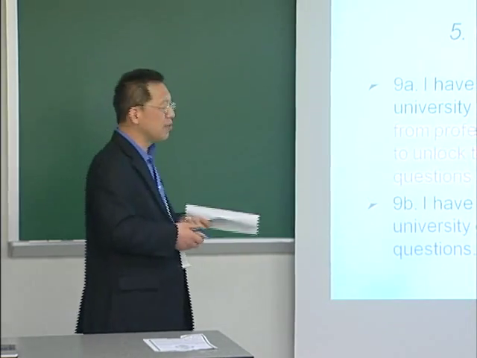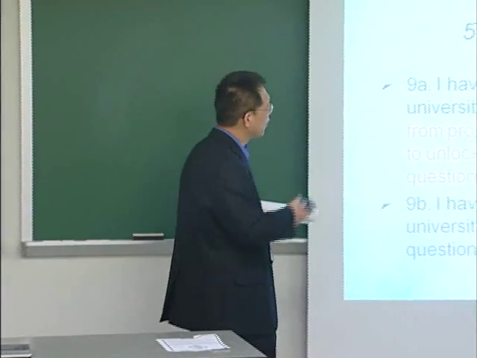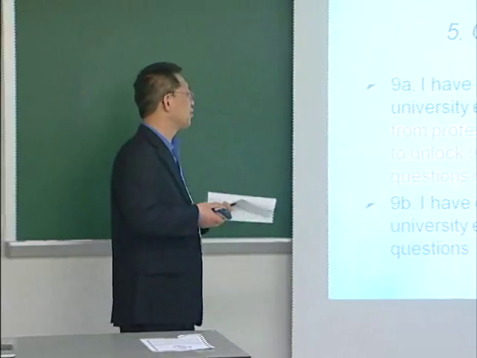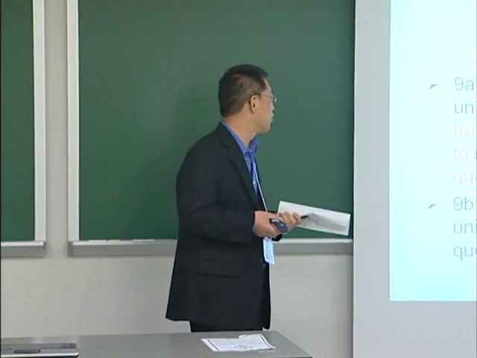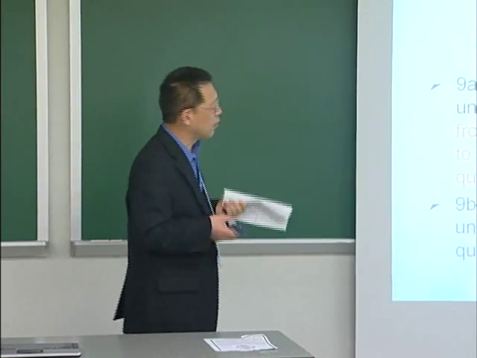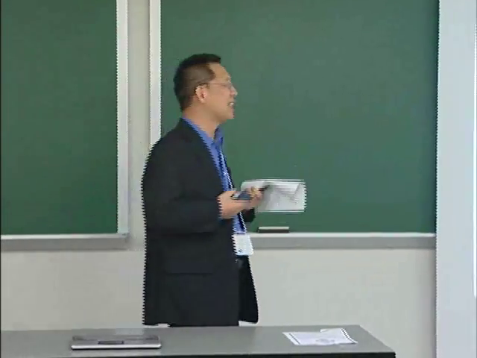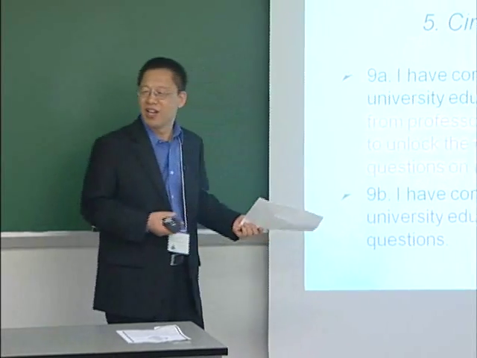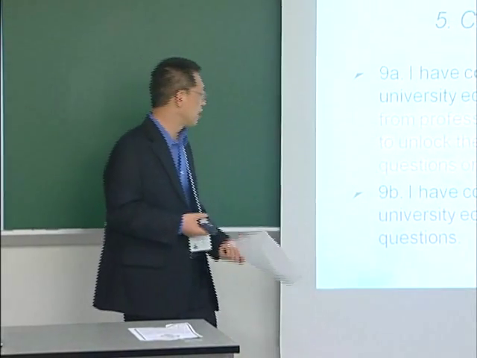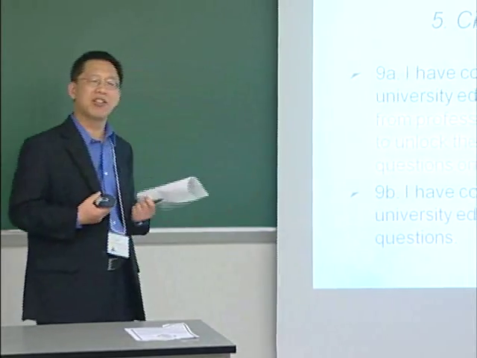Circumlocution, as I said earlier, means speaking or writing in a roundabout way instead of directly. For example, I have come to realize that university education and assistance from professors are the right keys to unlock the doors filled with questions on my mind. So the student was trying to use a metaphor, right? But by attempting to use a metaphor, it's very confusing. So it's better to use direct language. Simply say, I have come to realize university education is the key to my questions.